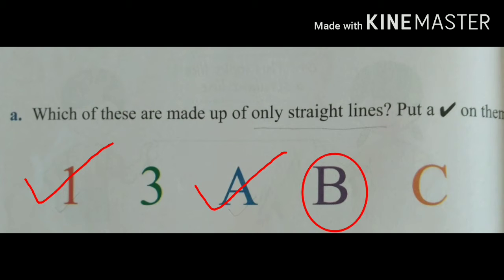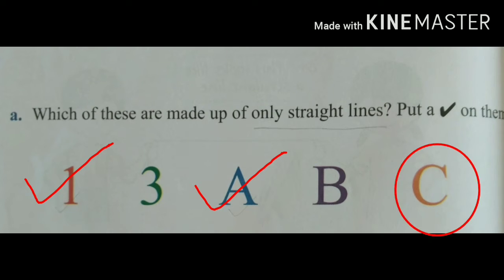The next is capital letter B. Tell me children, can you tick on it? No, because the letter B is made up of straight lines and curved lines. In the letter B, we can see two curves and one straight line. So we cannot tick on it.